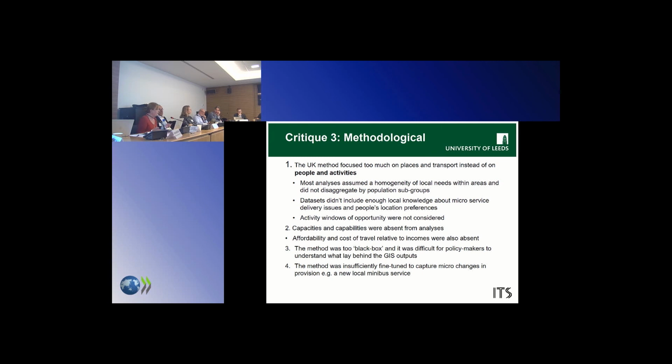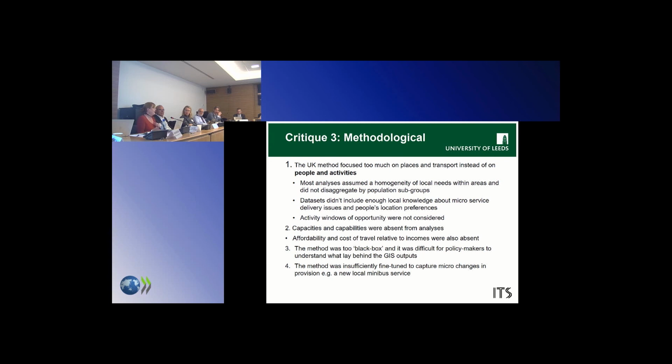They want different things. You don't have enough local knowledge about microservices like opening times. No point in having a bus that arrives at the doctor's surgery when the doctor's surgery is closed. You're assuming that you've got accessibility to healthcare, but you haven't at all because you can't use the surgery. So activity windows must be part of the assessment.